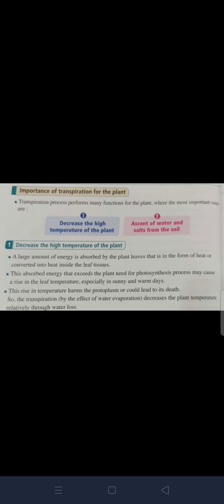Number 1, decrease the plant temperature, because a large amount of energy is absorbed by the leaf and converted into heat inside the leaf. This may cause a rise in the leaf temperature, especially in summer or on sunny, warm days, and this may harm the protoplasm. So transpiration decreases the plant temperature by losing water.